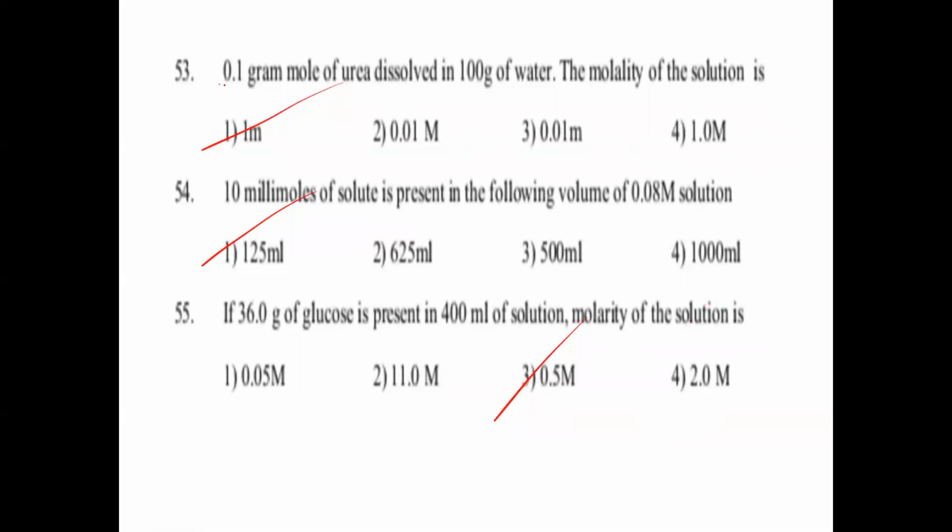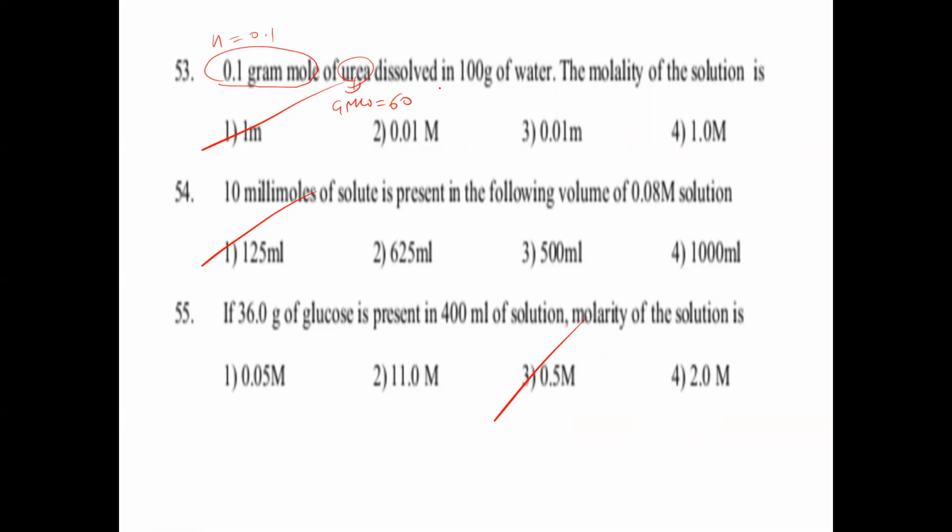Next, 0.1 gram mole means the number of moles given is 0.1. 0.1 gram mole of urea. What is the gram molecular weight of urea? It is 60. NH2 CO NH2 is the formula for urea. The gram molecular weight is how much?